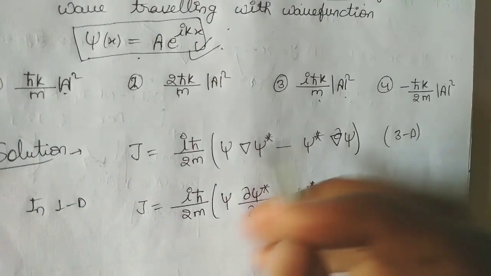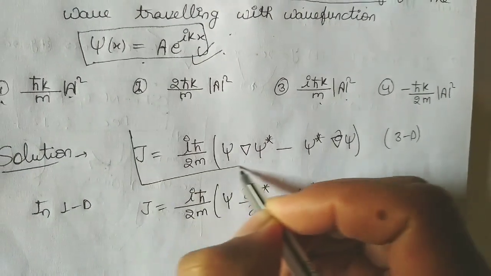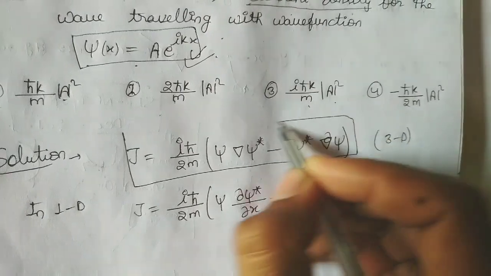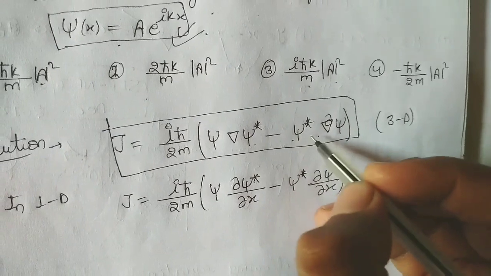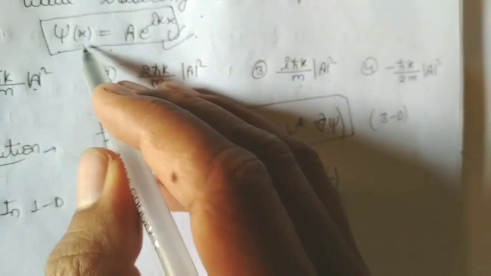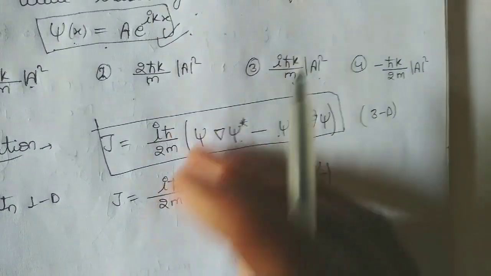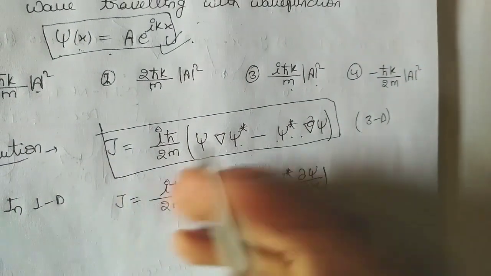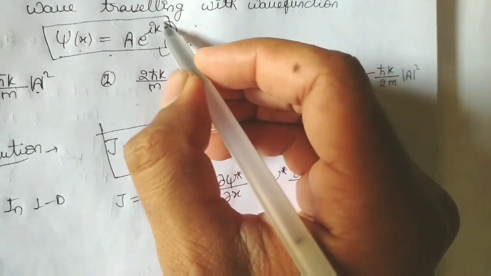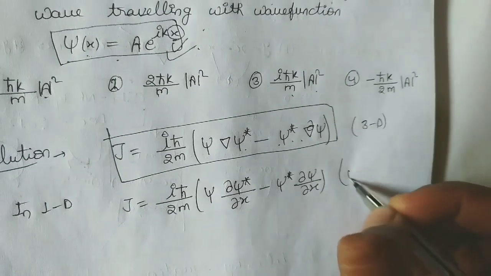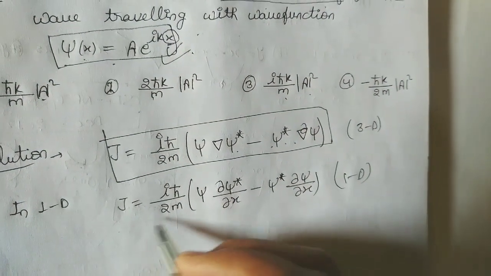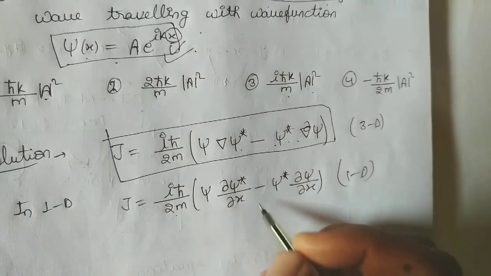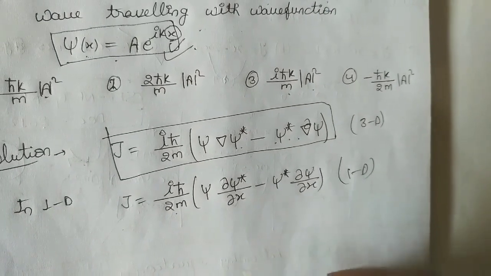So the current density formula J is given by i h cross by 2m, psi del psi star minus psi star del psi. Psi star is nothing but the complex conjugate of this wave function. If you write it in one dimension, because the wave function is given only with an x component, the current density J will be i h cross by 2m, psi del psi star over del x minus psi star del psi over del x.